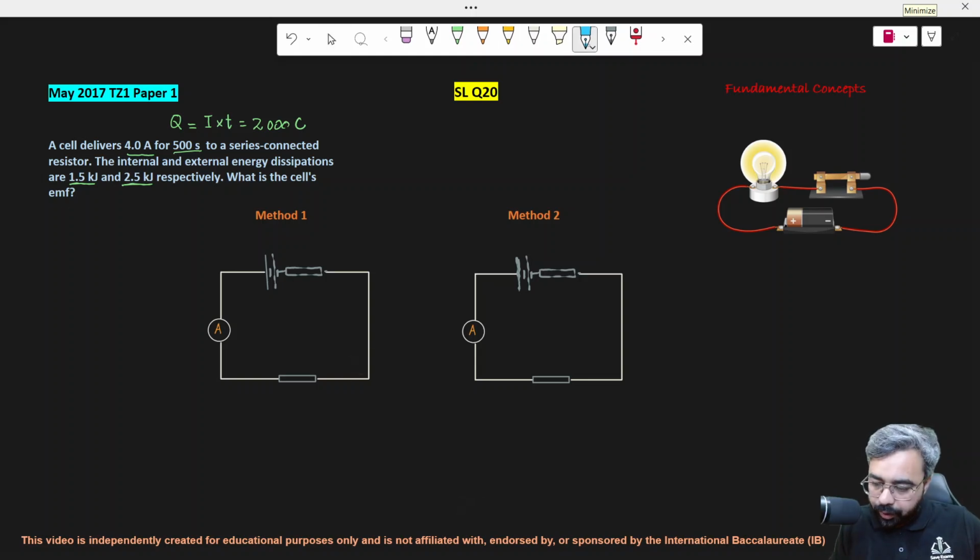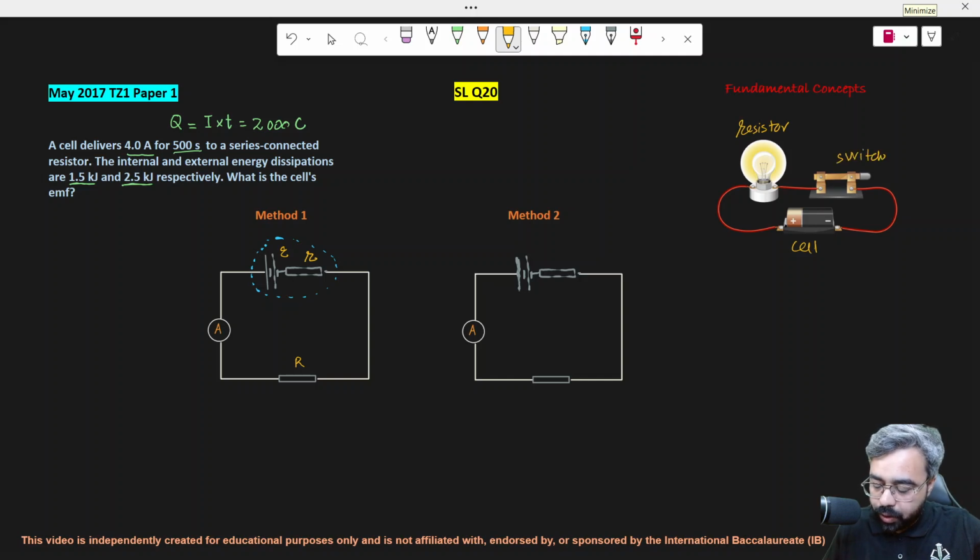So we will try to find it by two methods. This is method one. This is a cell and this is its EMF and internal resistance, and this is the external resistance. In a practical circuit, this is a cell, and internal resistance is actually the opposition offered by the chemical composition inside a cell, and this is your external resistor to which you are delivering energy, and this is the switch.